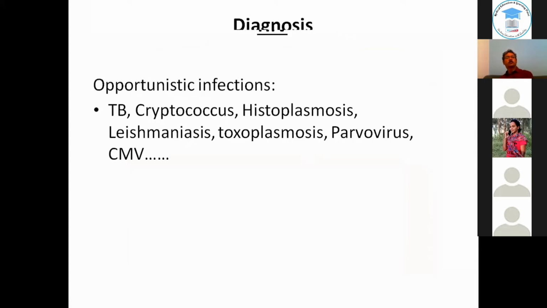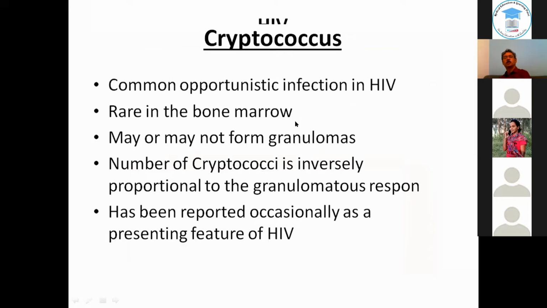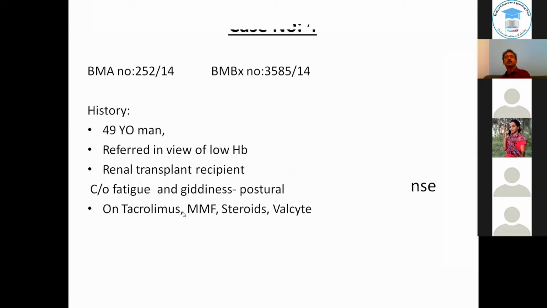In HIV, you have opportunistic infections such as, I think this is spelled wrongly, yes, such as tuberculosis, Cryptococcus, histoplasma, leishmania, and so on. And Cryptococcus is a common opportunistic infection, but it is rare in the bone marrow. It may or may not form granulomas in the bone marrow. And remember, if it forms granulomas, it explains my previous statement that if you see a granuloma in the bone marrow, do not jump to the conclusion it is tuberculosis. However, the number of cryptococci is inversely proportional to the granulomatous response. And in our case, there were no granulomas, but there were a lot of cryptococci. And occasionally, cryptococci in the bone marrow have been reported as a presenting feature of HIV.